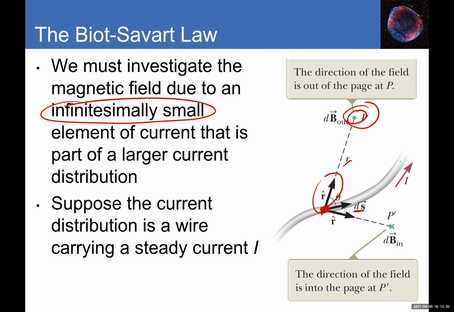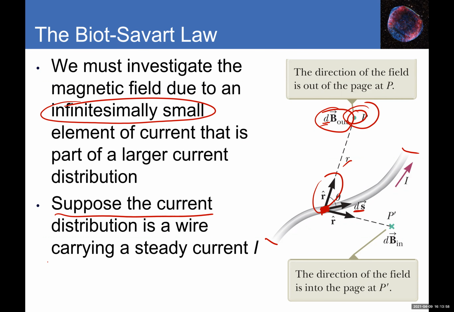And then we can set up an equation, where you can write dB out, which is the magnetic field generated by this small element. Once we find the expression, then we can integrate, let's say, from one end to the other, or from negative infinity to positive infinity, depending on what type of wire we have. But that's kind of what we have. So again, think like this. Suppose the current distribution is a wire carrying steady current I.